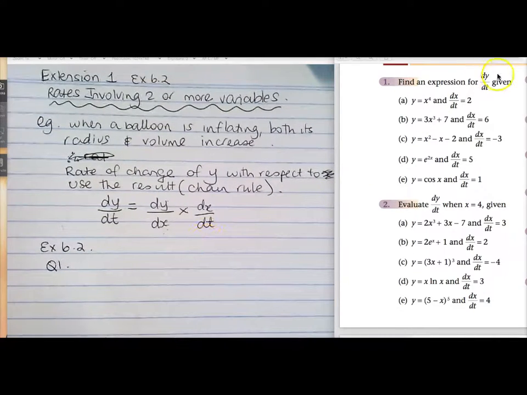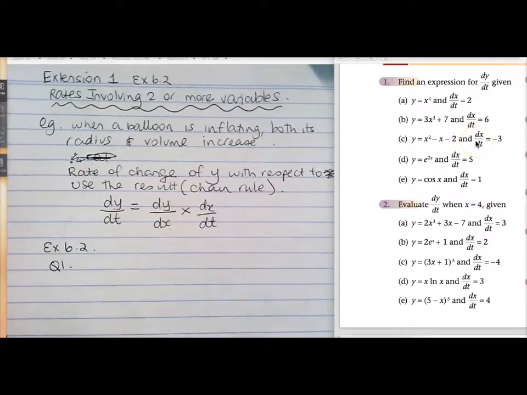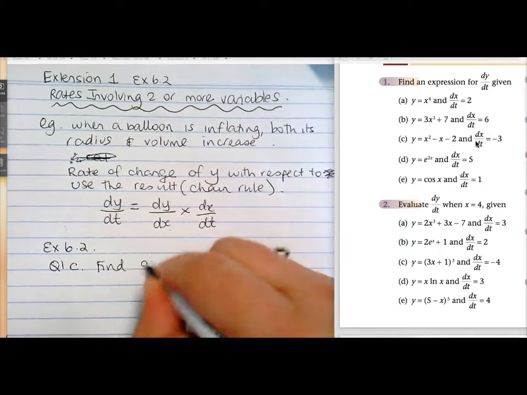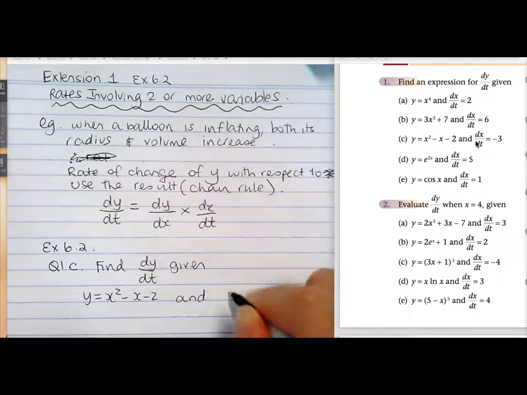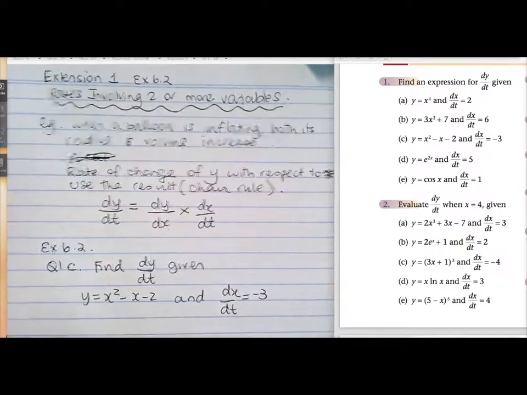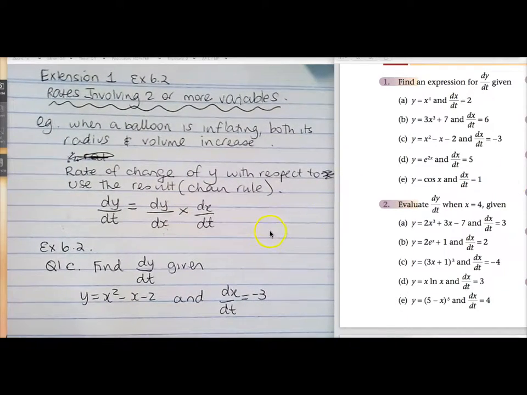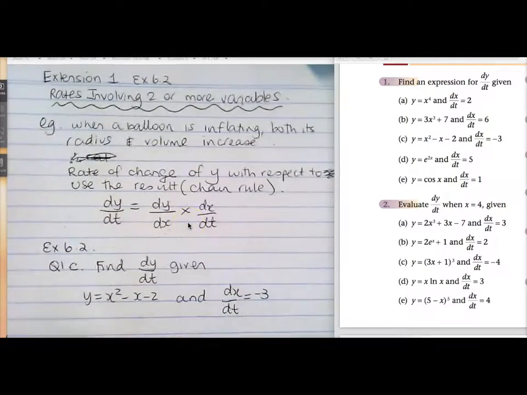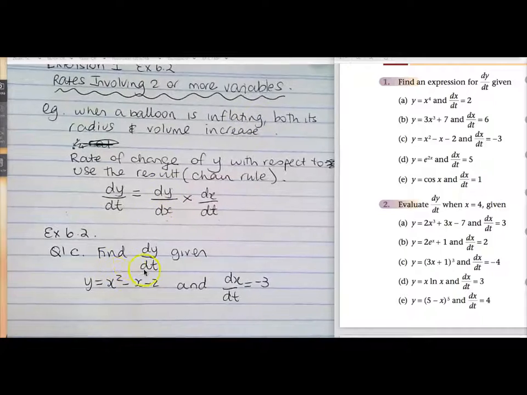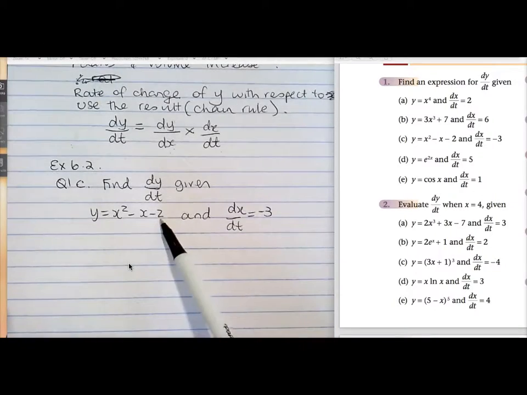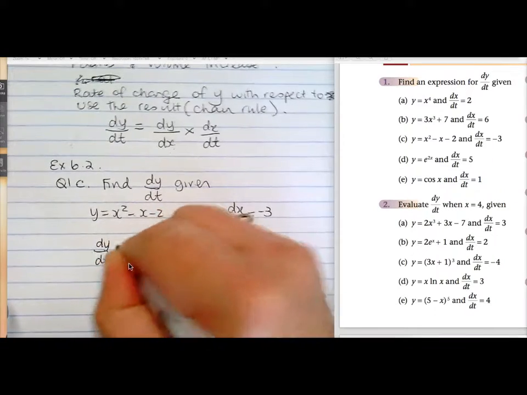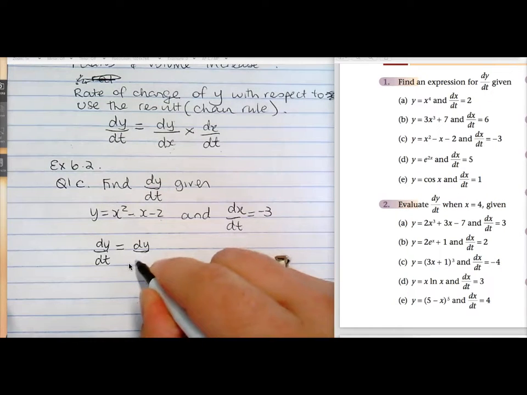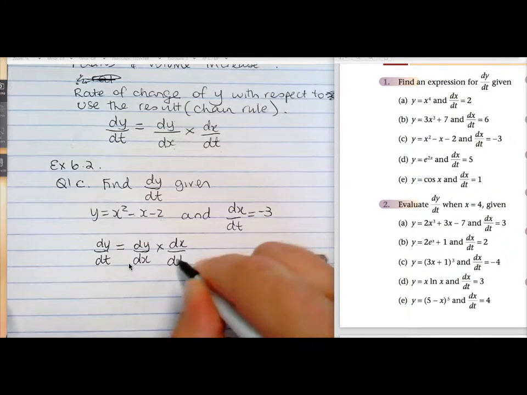Let's look at question 1C. It says to find dy/dt given that y equals x squared minus x minus 2 and dx/dt is equal to -3. We're just going to practice using that result, that chain rule. If you look at this question, we can't find dy/dt directly. The only thing we can find is dy/dx. But we know that dy/dt is equal to dy/dx times dx/dt, and they actually gave us what dx/dt was.